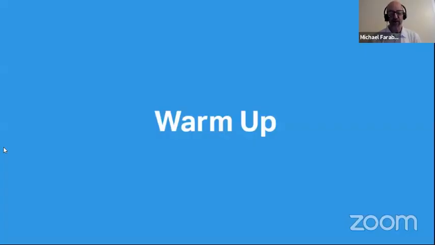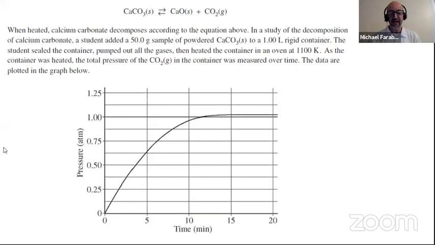Our warm-up problem is the AP problem that I had assigned for homework from yesterday's class. So we have an equilibrium situation, which you can tell up at the top here. We can see the double arrows. So this is our equilibrium system, and we have calcium carbonate, which, when heated, decomposes according to the equation shown above.